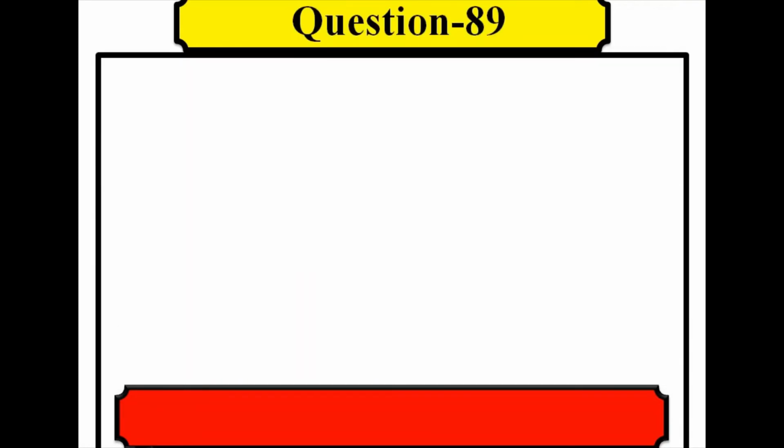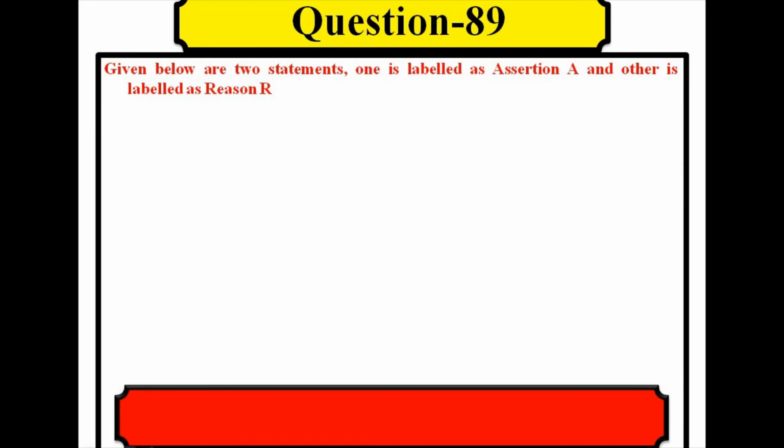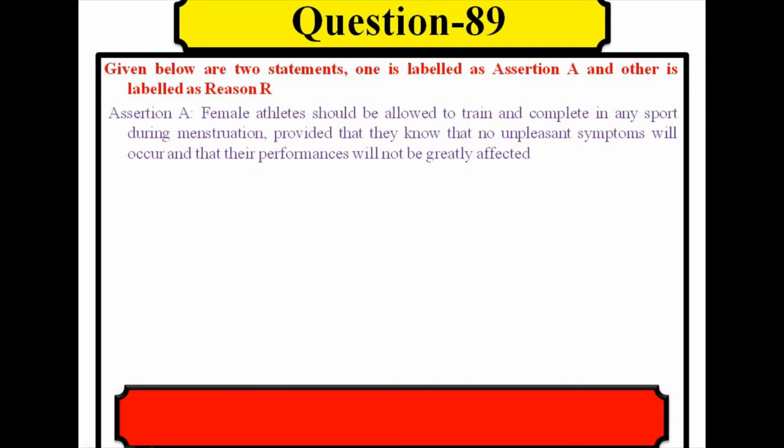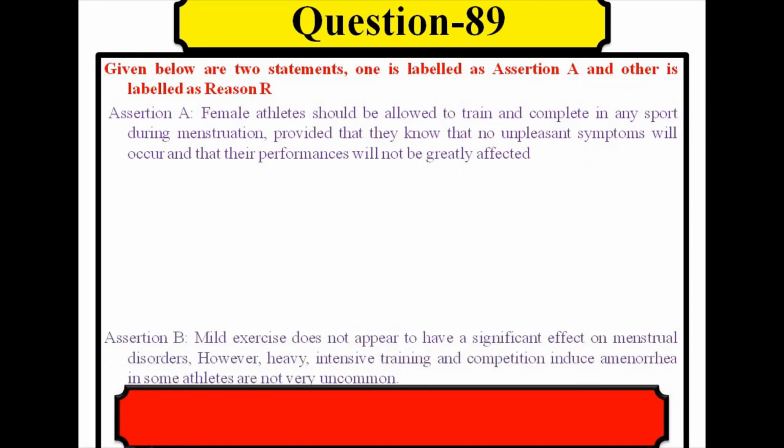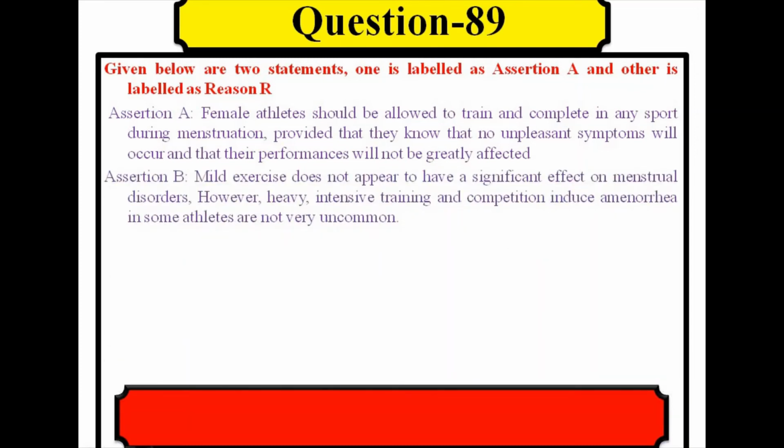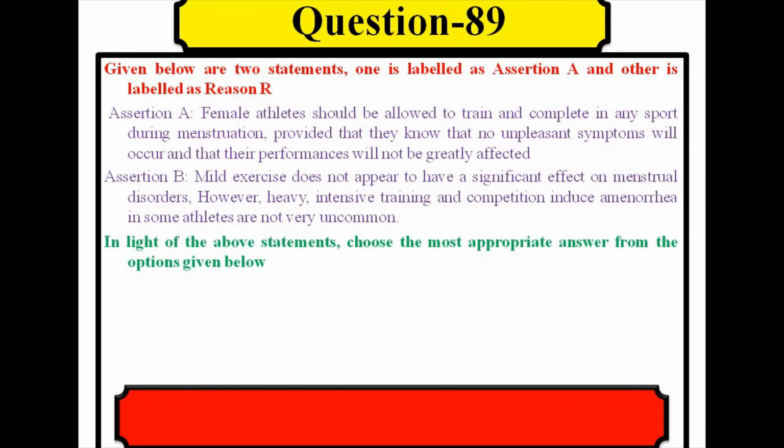Question 89. Given below are two statements, one is labeled as assertion A and other is labeled as reason R. Assertion A, female athletes should be allowed to train and compete in any sport during menstruation, provided that they know that no unpleasant symptoms will occur and that their performances will not be greatly affected. Reason R, mild exercise does not appear to have a significant effect on menstrual disorders, however, heavy, intensive training and competition induce amenorrhea in some athletes, which is not very uncommon. In light of the above statements, choose the most appropriate answer from the options given below.